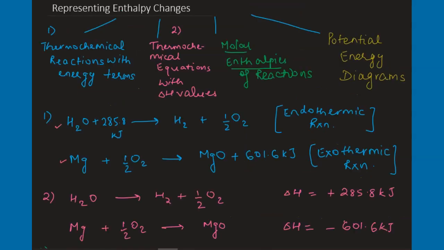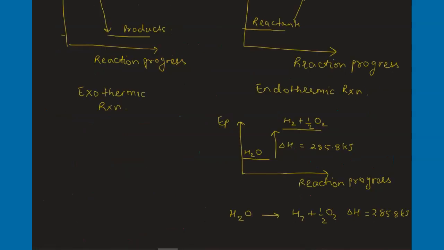This was our second reaction. So we will deal with this reaction now. Magnesium reacts with oxygen in order to give magnesium oxide and 601.6 kilojoules of energy, and this is an exothermic reaction. So we would represent it on an exothermic general potential energy diagram.